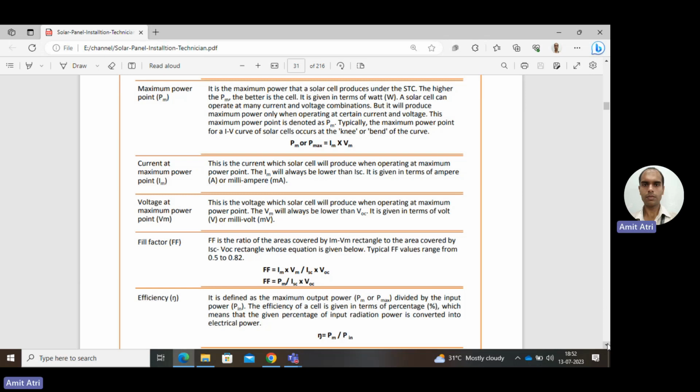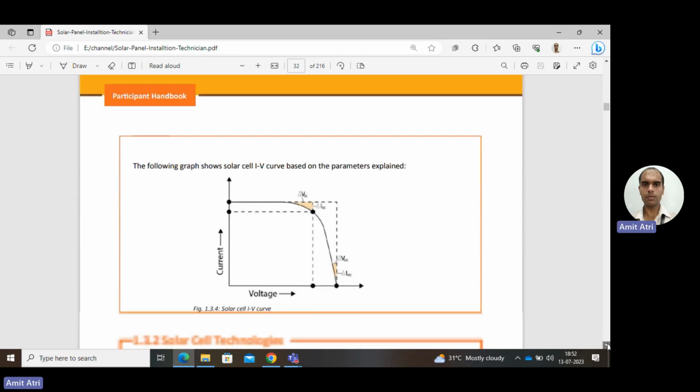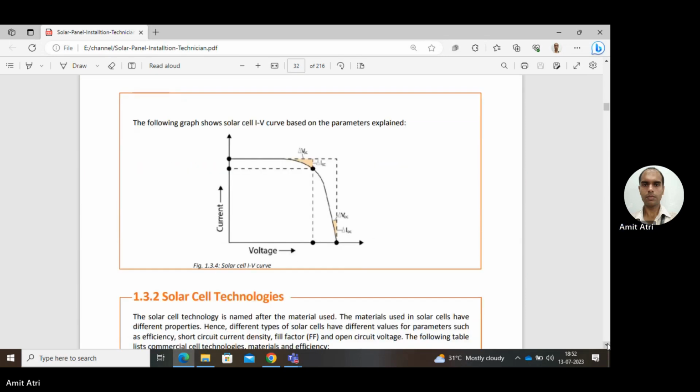We can examine it in the graph. Here in the curve, both of the terms are given. Voltage is on the x-axis, current on the y-axis. The dark point is indicating the voltage and current at maximum power, and this dark point in between the curve corresponds to the maximum power point. Correspondingly, the voltage on the x-axis and current on the y-axis are Vm and Im.